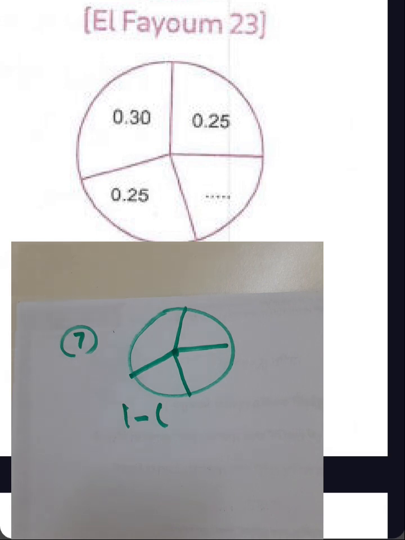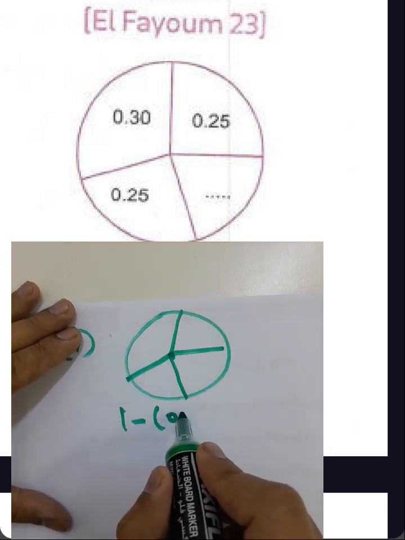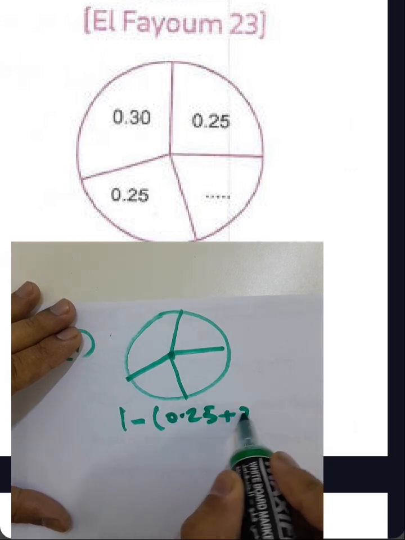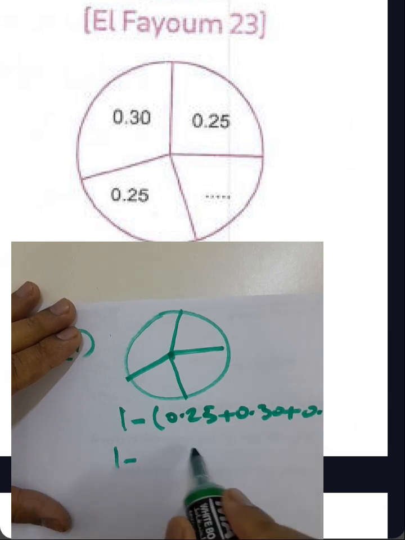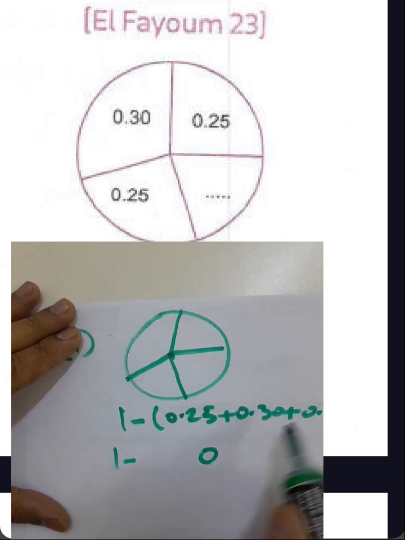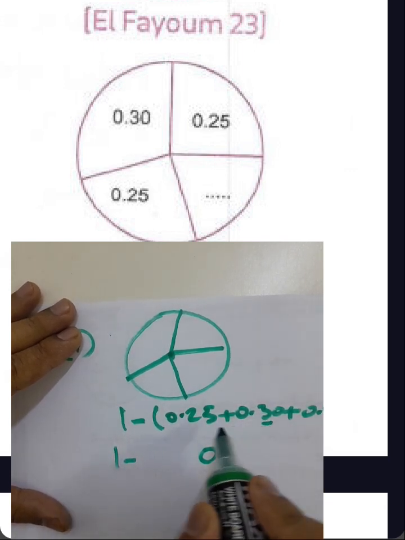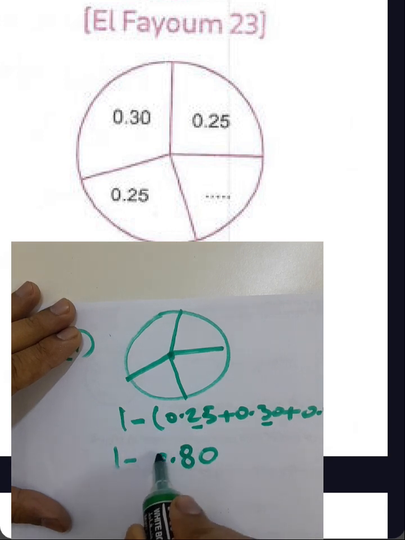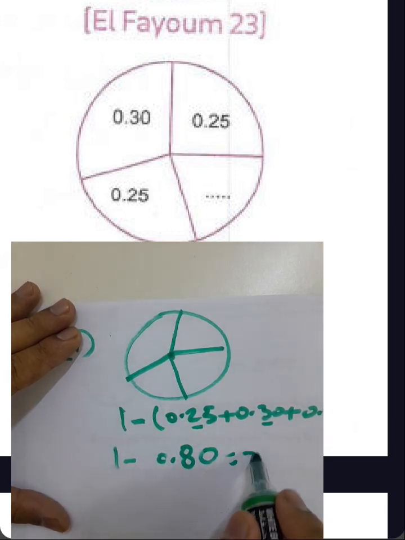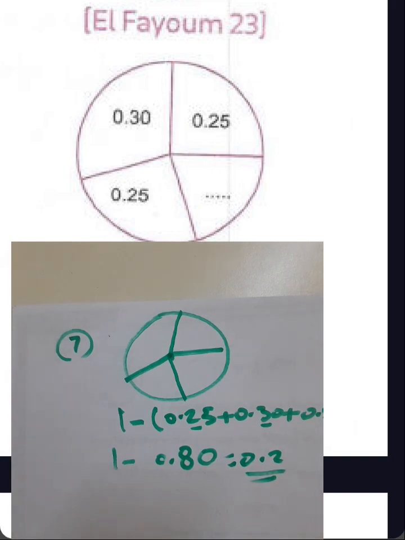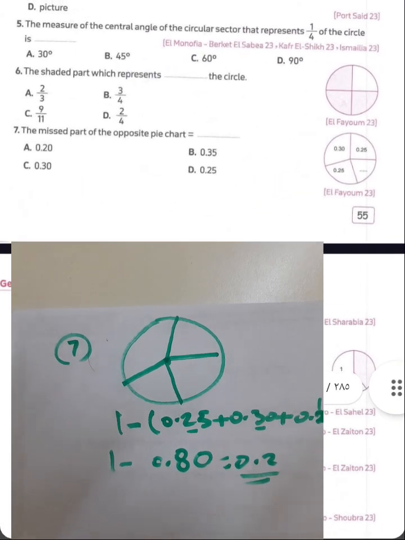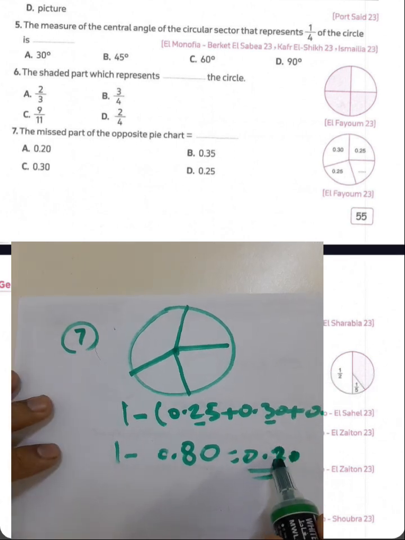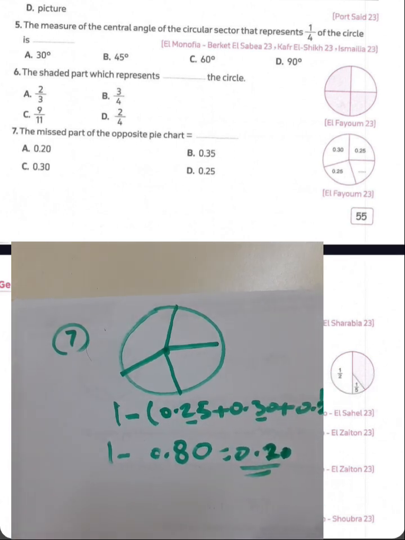We can write 0.25 and 0.30 and 0.25. 1, subtract the sum of them. 5 plus 5 equals 10, 0 and carry 1, 2 plus 1 equals 3, 3 plus 6, 6 plus 2 equals 8. The result will be 0.2. Okay, 0.2, and I can put 0 here behind it, never mind. It will be 20 hundredths. Choose letter A for question 7.